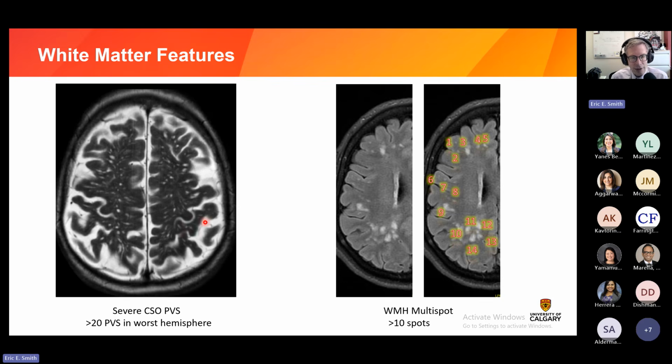So in this slice, there's a lot on both sides, I guess, but maybe I'll start with the one on the left. So, there's 1, 2, 3, 4, 5, 6, 7, 8, 9, 10, 11, 12, 13, 14, 15, 16, 17, 18, 19, moving more inferiorly, 20, 21. Anyway, so once you get to 20, that means severe. So there's obviously a lot in either hemisphere, but you just count one. So in this example, this is someone who meets criteria for that white matter feature.